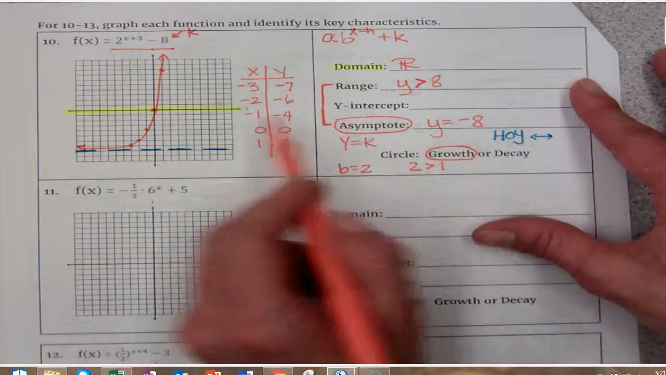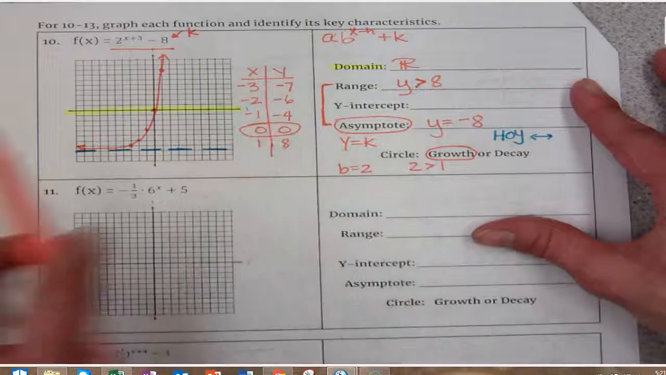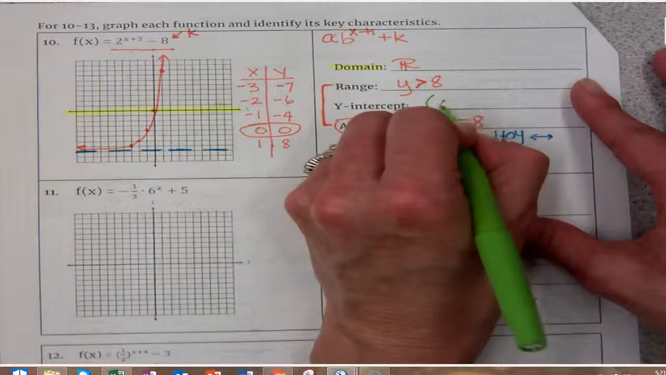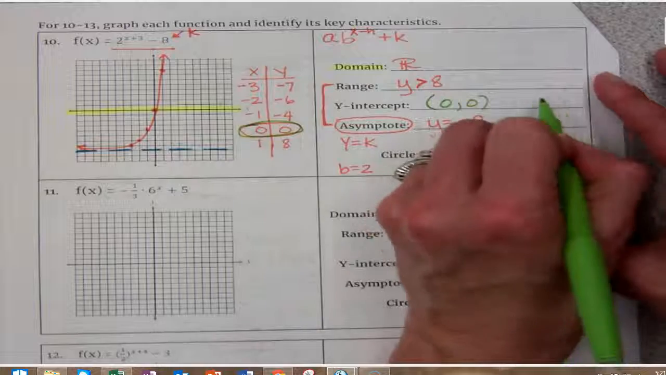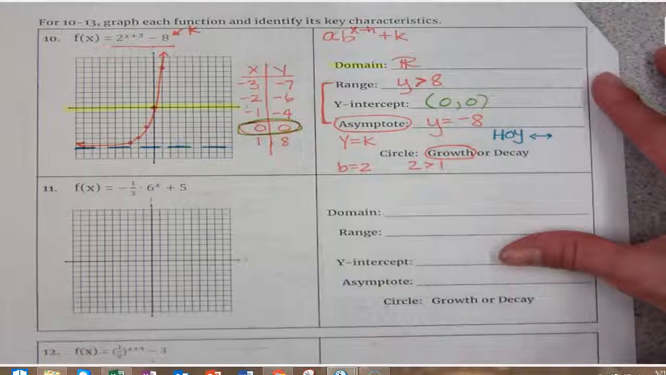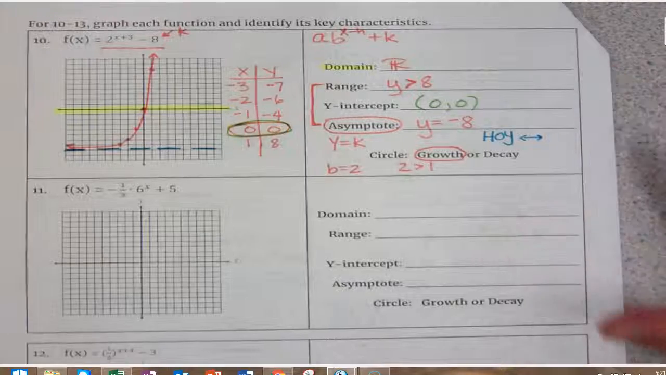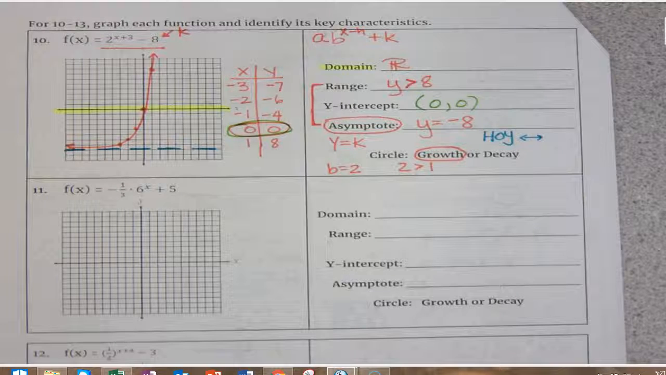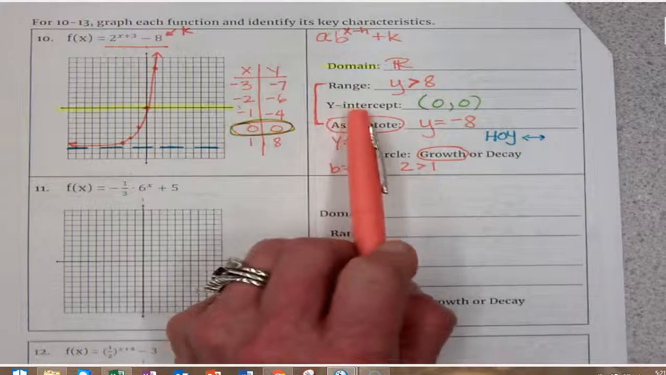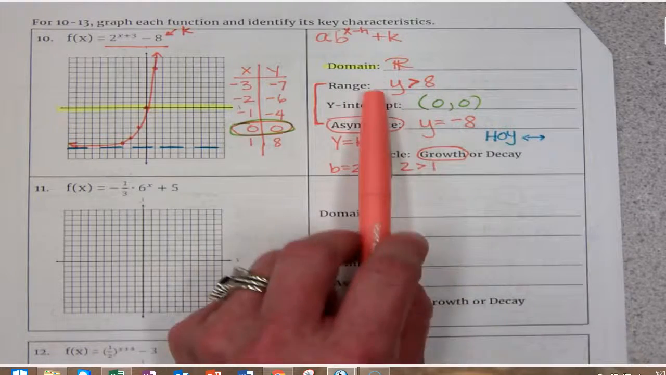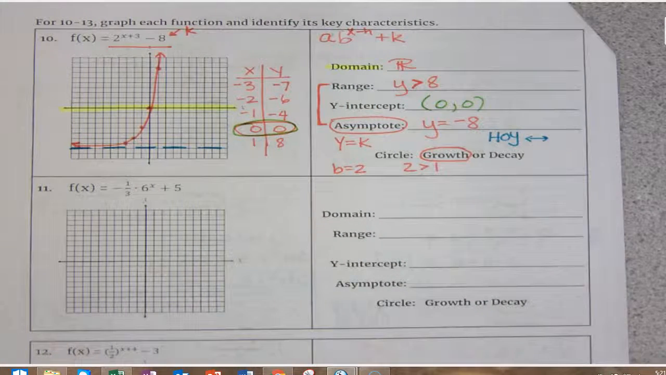And then the y-intercept. Boom. I can at least get that right. 0, 0. What is y when x is 0? Okay. So that's what I'm saying, even if you get stumbled up on something, you should be able to create your table, give me your y-intercept, give me your domain, and then hopefully you can figure out your range and your asymptote. All right, moving on.